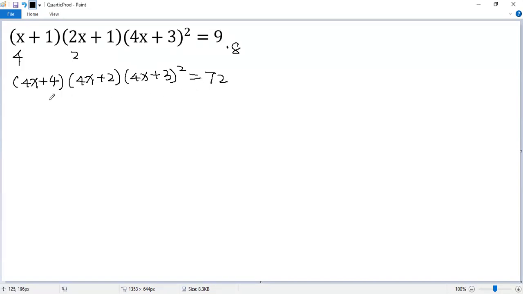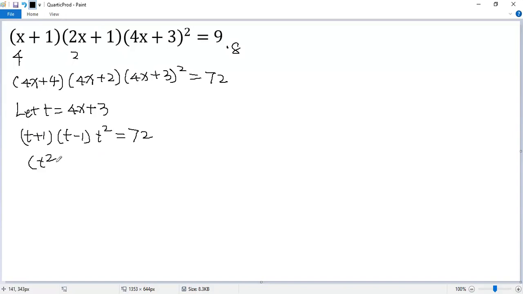Now we let t equal the average of these terms. So t equals 4x plus 3. So the equation becomes (t plus 1)(t minus 1) times t squared equals 72. Here (t plus 1) times (t minus 1) equals t squared minus 1, times t squared equals 72.